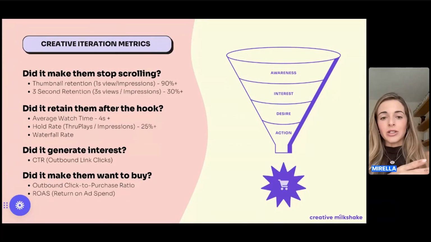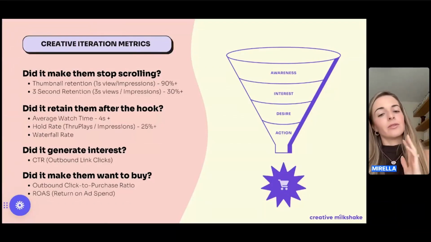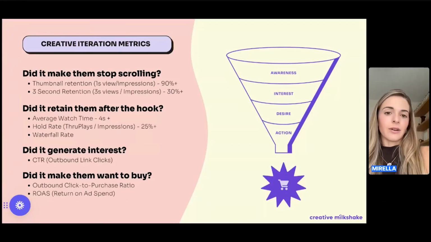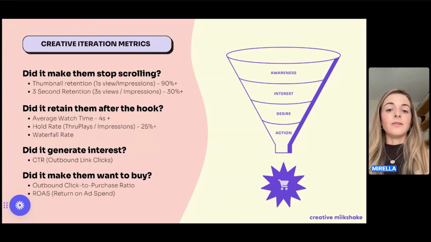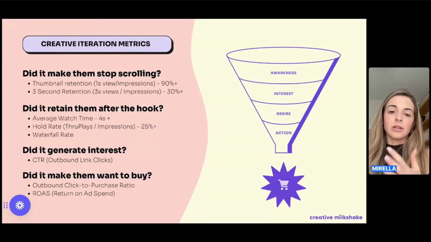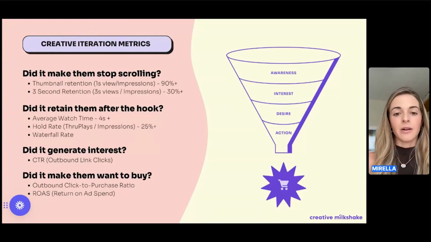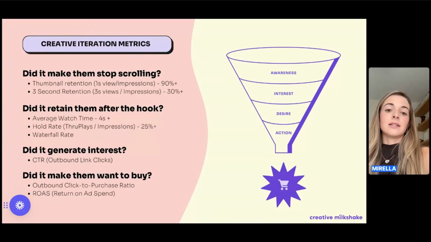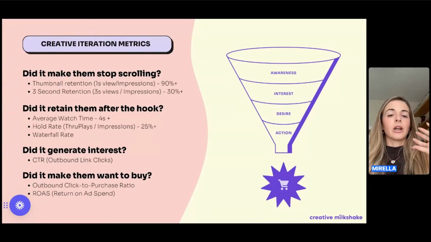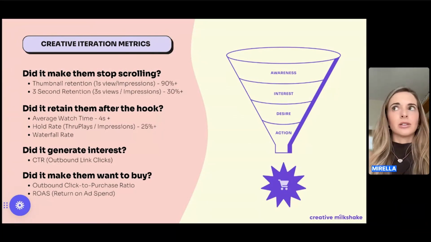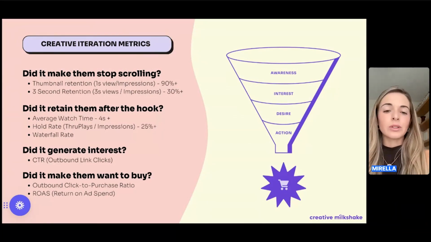Waterfall rate. So this is when you measure the drop-offs of watching the 25% of the video, the 50%, the 75%. And this really helps you understand where users are dropping off. And it really is helpful for iteration. If you see a massive drop-off at a certain point, go back to that frame of the video and see if you can maybe change that shot. Let's say it was a long talking head. You want to switch it out for something more interesting.